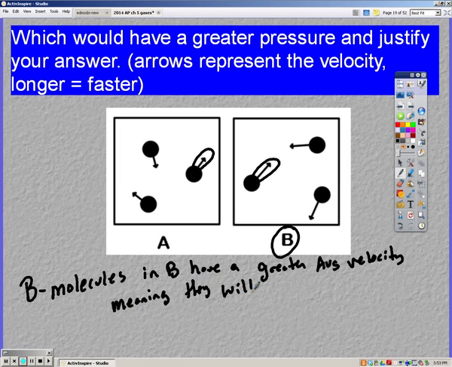So anytime it's moving faster or has a greater kinetic energy, it should be colliding with a greater force and more often. So there should be 2 reasons why it has a greater pressure, not just one.